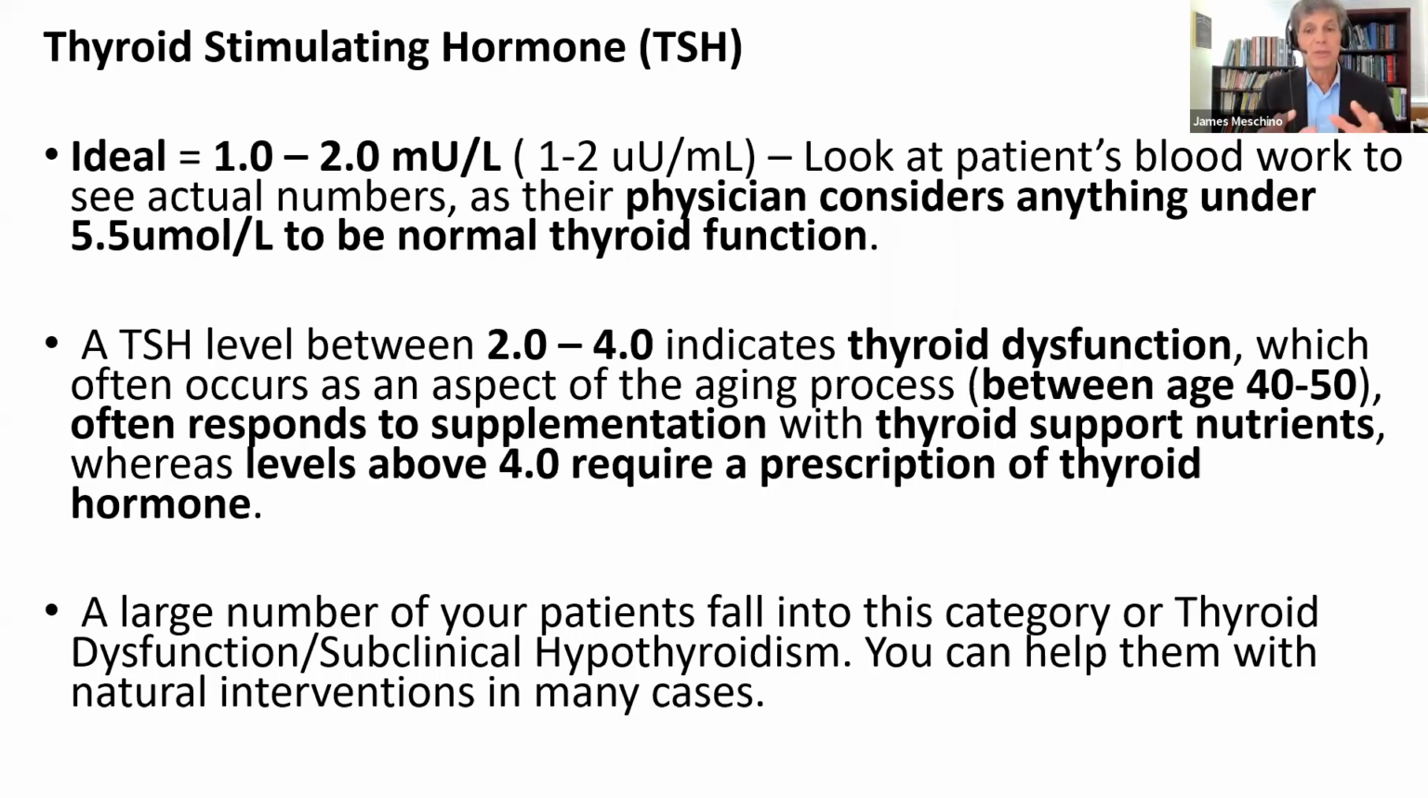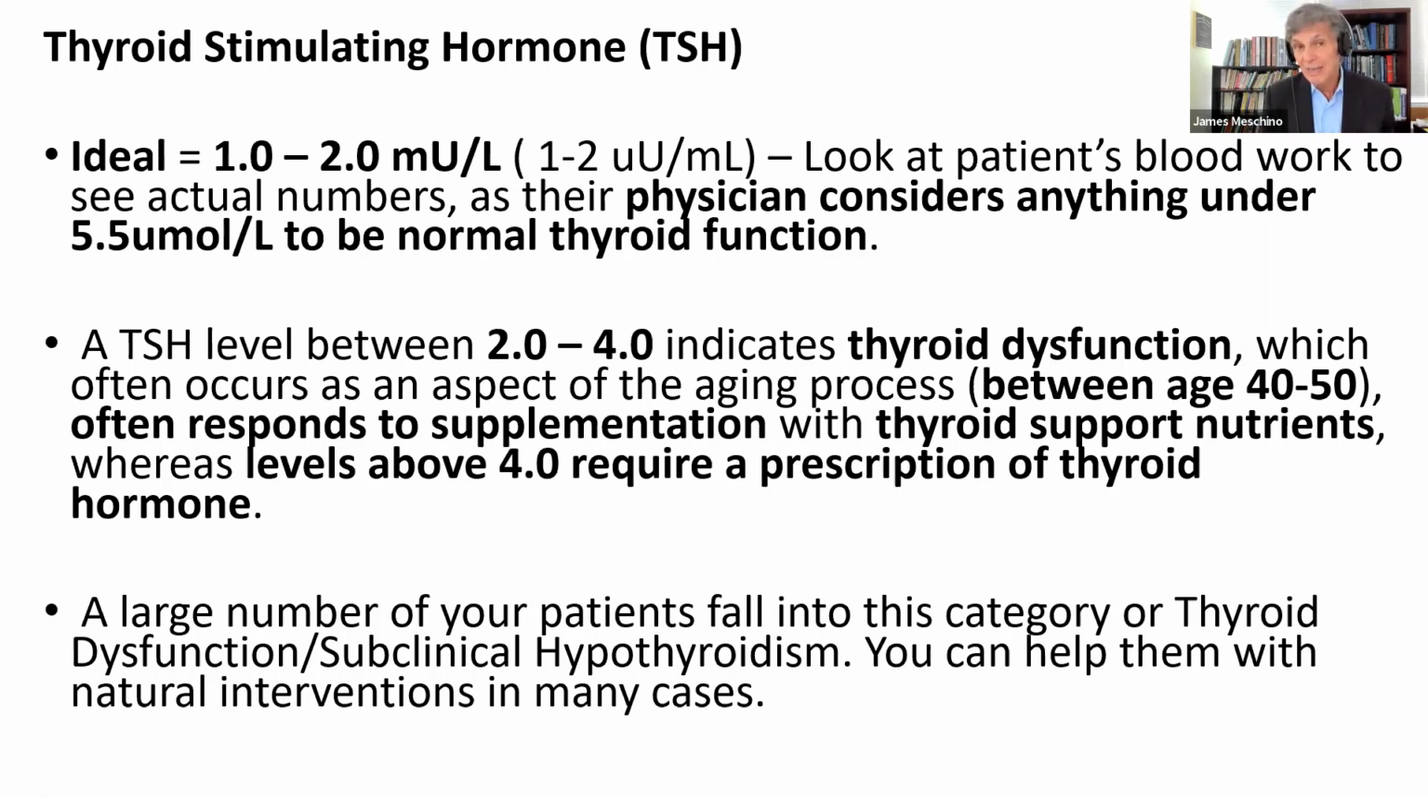A TSH between 2 and 4 indicates thyroid dysfunction. That's very common in people, starting at age 40 to 50. And it often responds by giving them thyroid support nutrients. So you start giving people a combination of tyrosine, iodine, coleus forskolin, and guggul. And then a number of months later, when the TSH level is retested, the TSH level is now lower because the thyroid is now responding more effectively to stimulation. So you need less TSH, and you have more normal thyroid function.